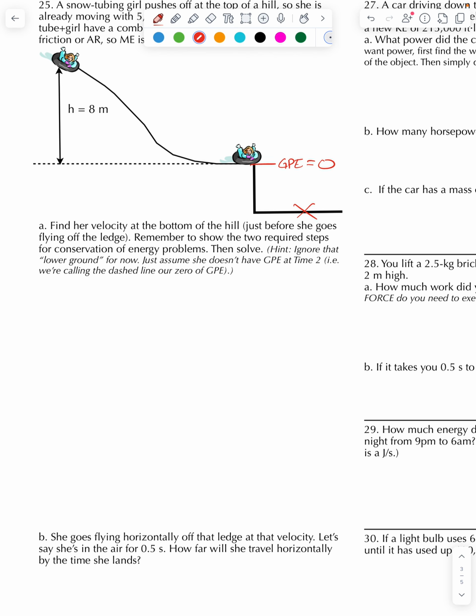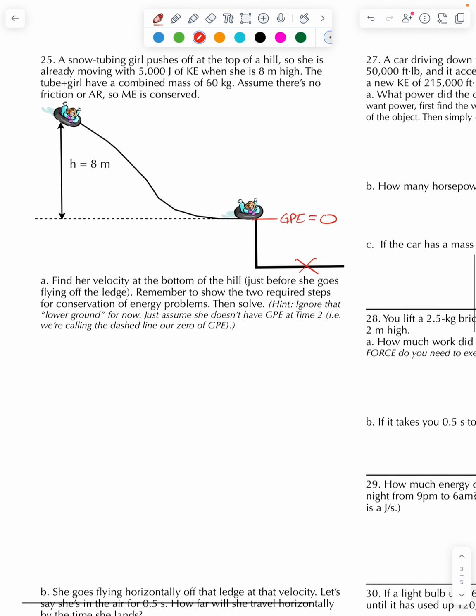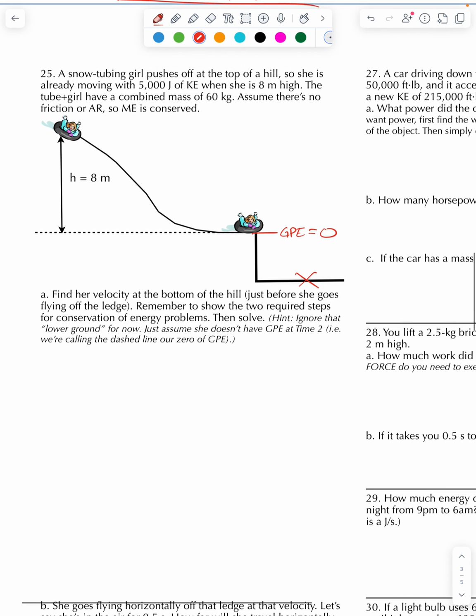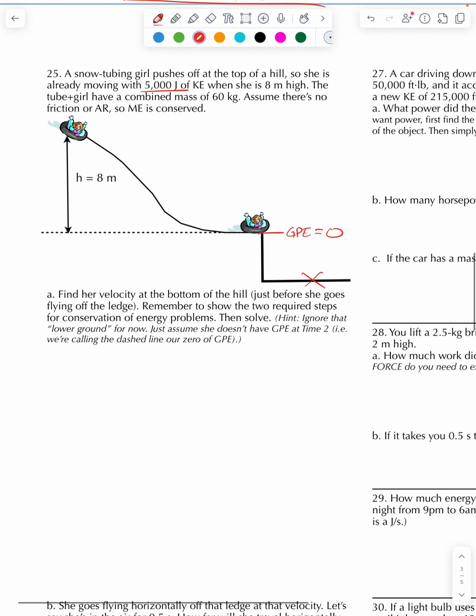Let's just say GPE is 0 there, okay? So let's identify what energy she has at time 1 and time 2. At time 1, she already has some KE, right? We said she's already moving with KE. What other kind of mechanical energy does she have? Does she have GPE? Yeah, she's above zero. She's 8 meters high. Does she have SPE? No, I don't see any springs or anything springy. So she just has KE and GPE at time 1.